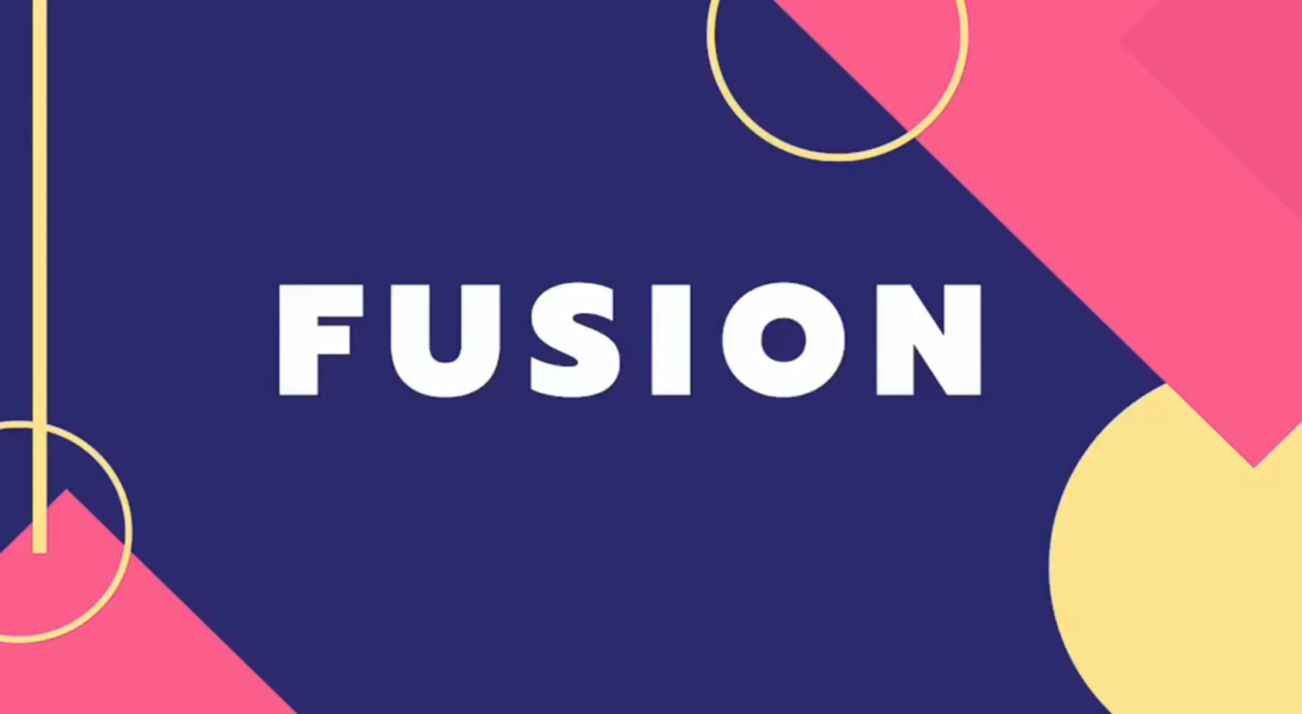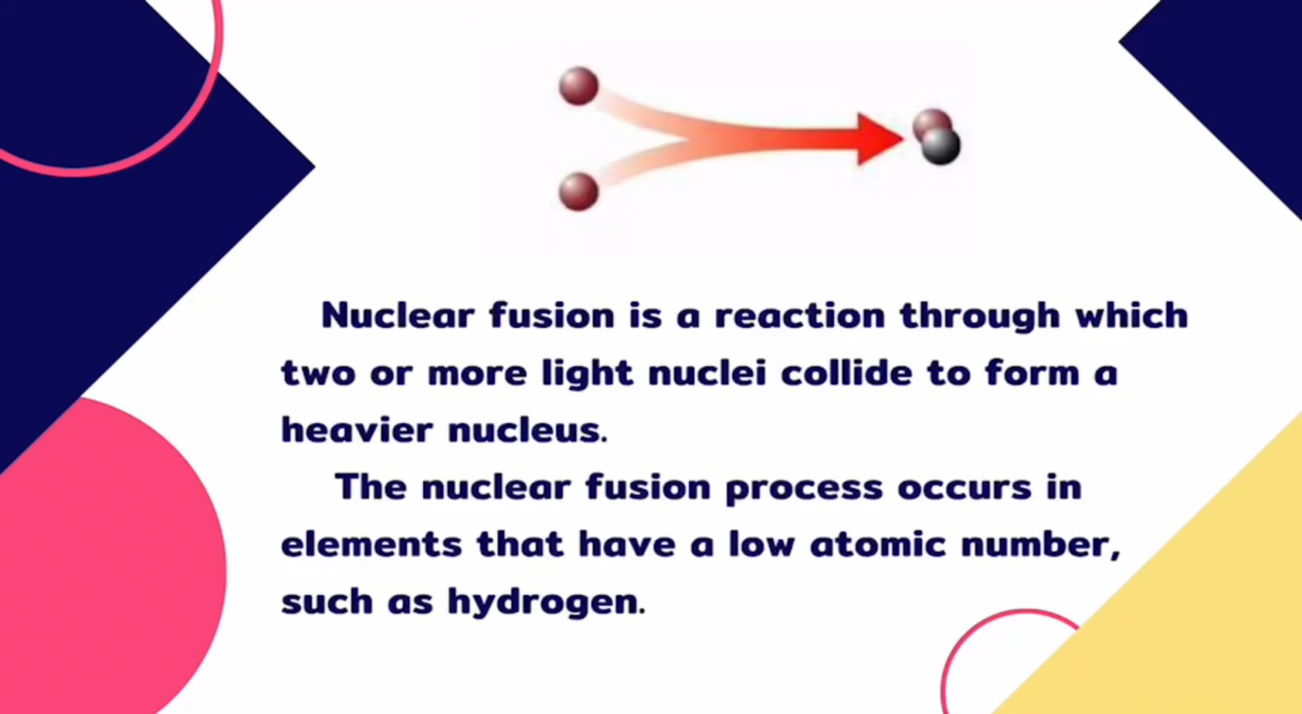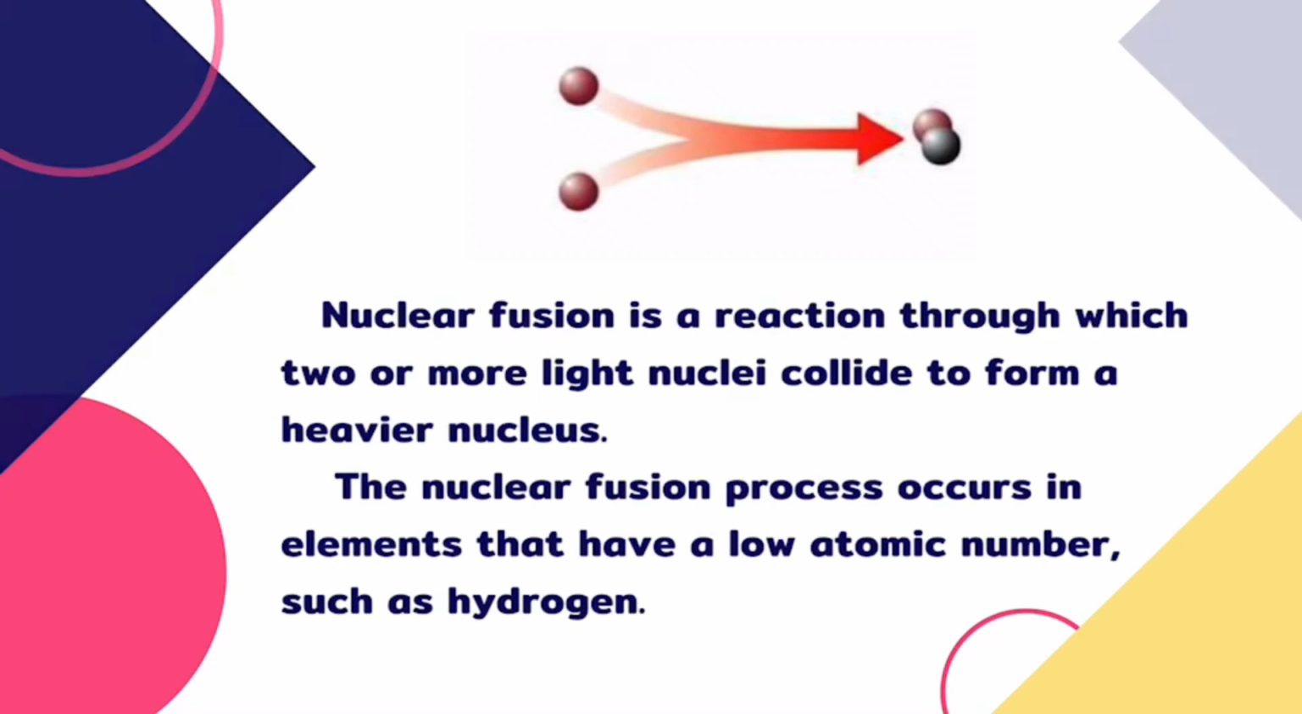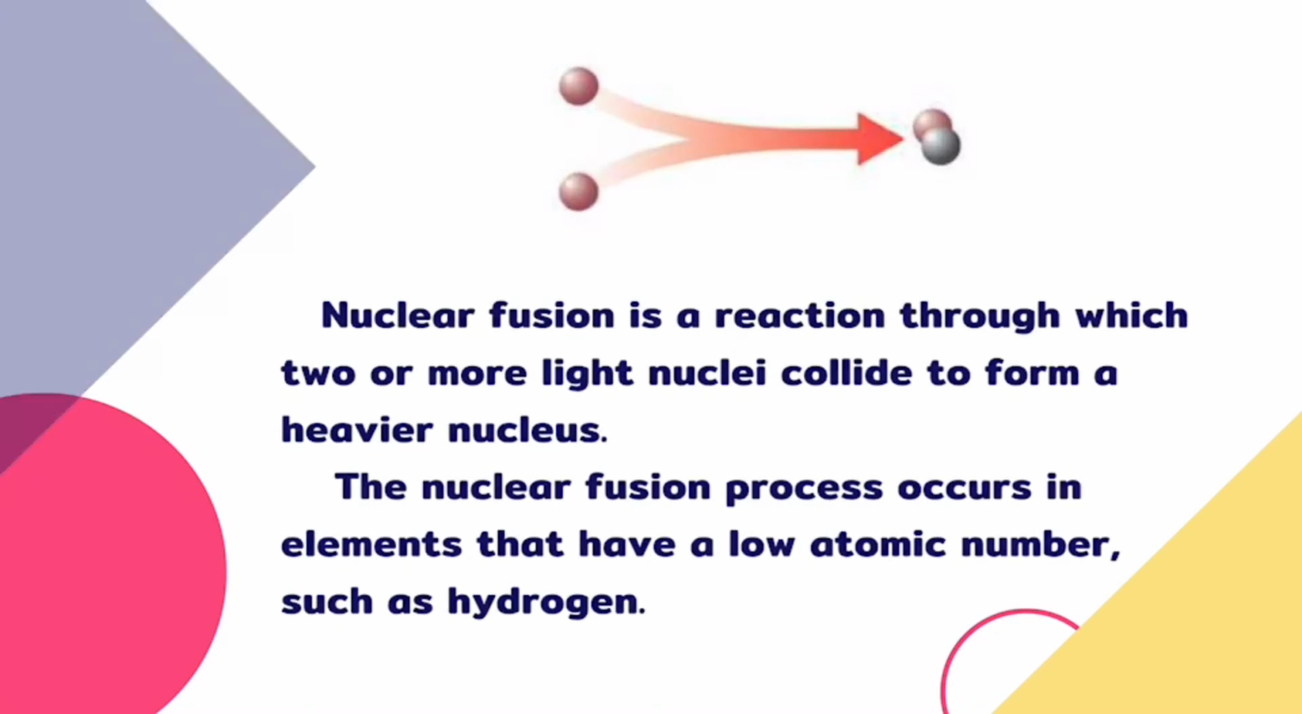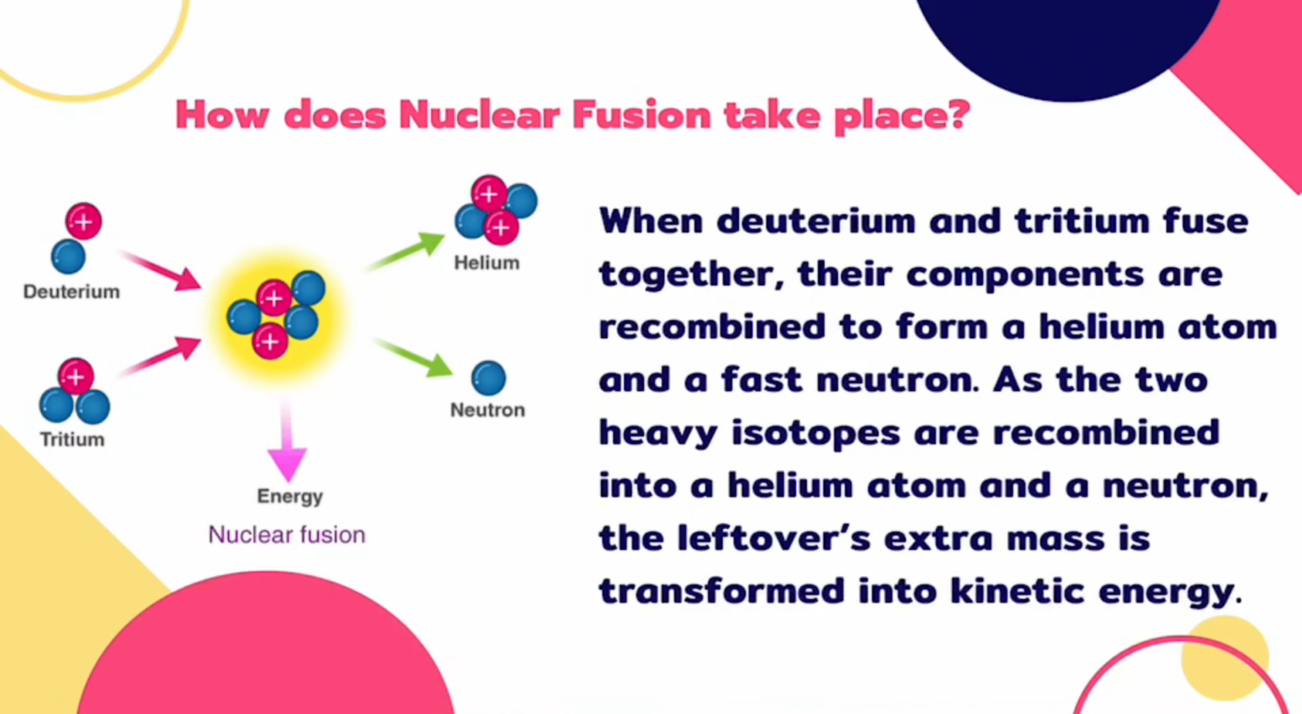Fusion. Nuclear fusion is a reaction through which two or more light nuclei collide to form a heavier nucleus. The nuclear fusion process occurs in elements that have a low atomic number, such as hydrogen. How does nuclear fusion take place? When deuterium and tritium fuse together, their components are recombined to form a helium atom and a fast neutron.